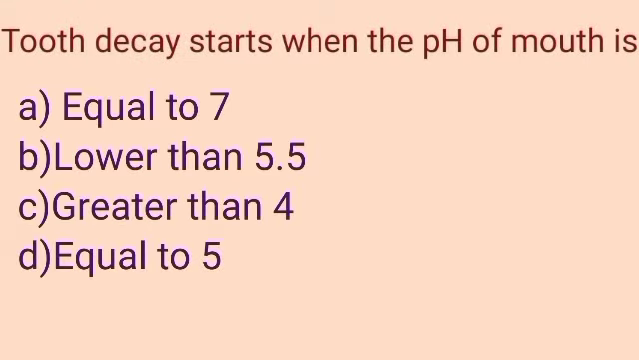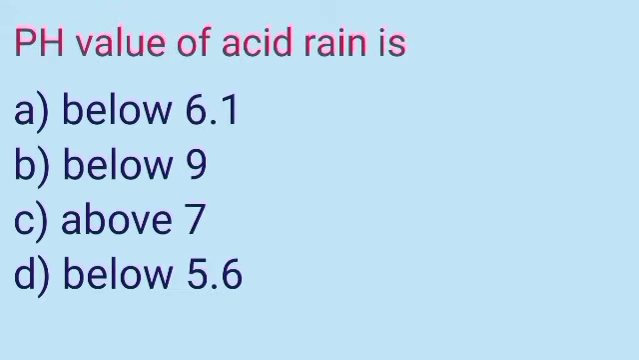Tooth decay starts when the pH of mouth is option A equal to 7, B lower than 5.5, C greater than 4, D equal to 5. The right answer is option B lower than 5.5. pH value of acid rain is option A below 6.1, option B below 9, C above 7, D below 5.6. The right answer is below 5.6.